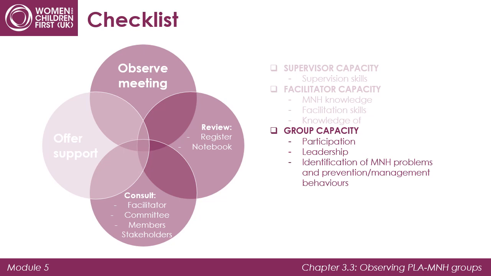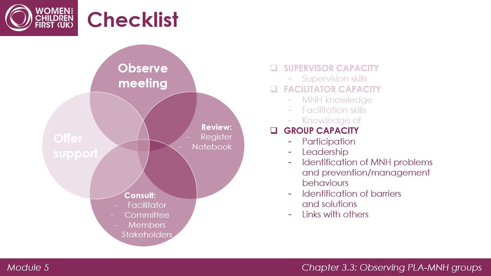Ability to identify MNH problems and prevention and management behaviors. For example, are the problems and behaviors identified in the group important and relevant to their respective community? Ability to identify barriers and solutions. For example, does the group identify and try to address root causes of the problems they face?